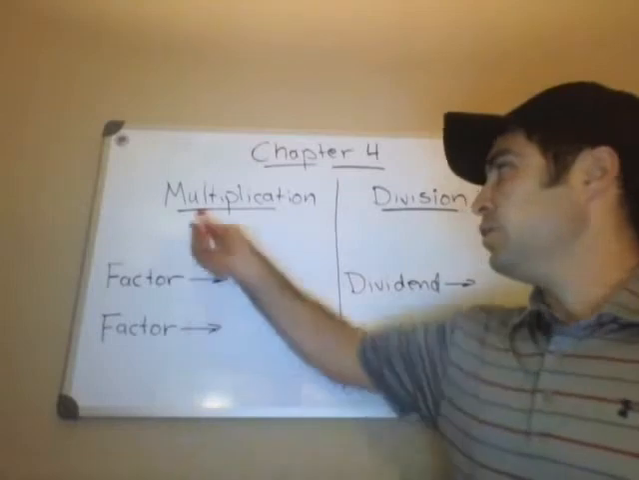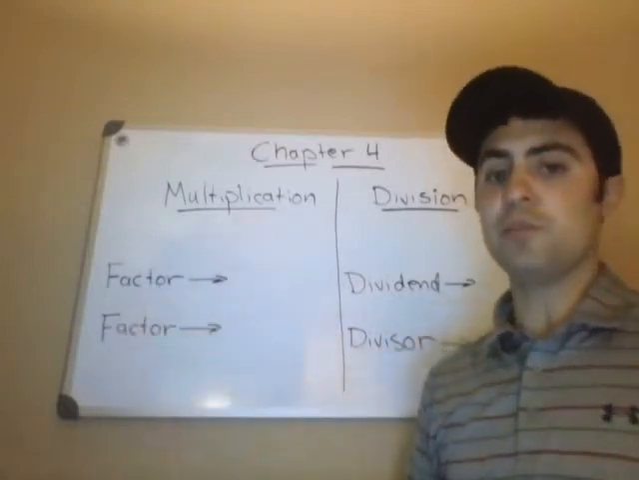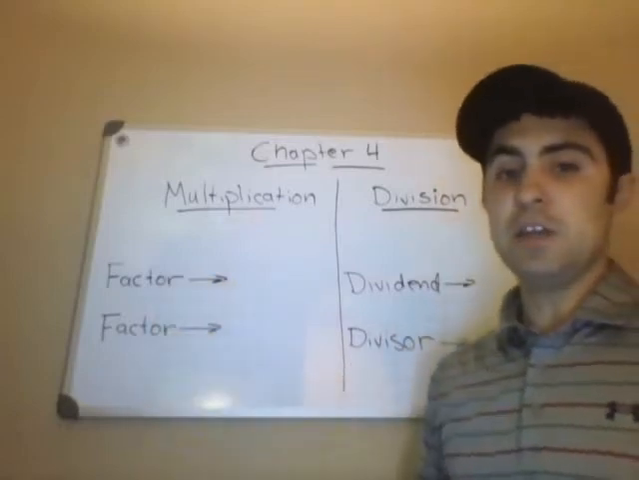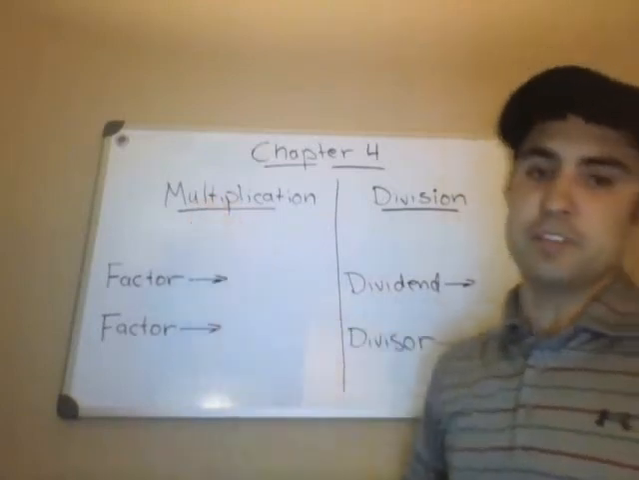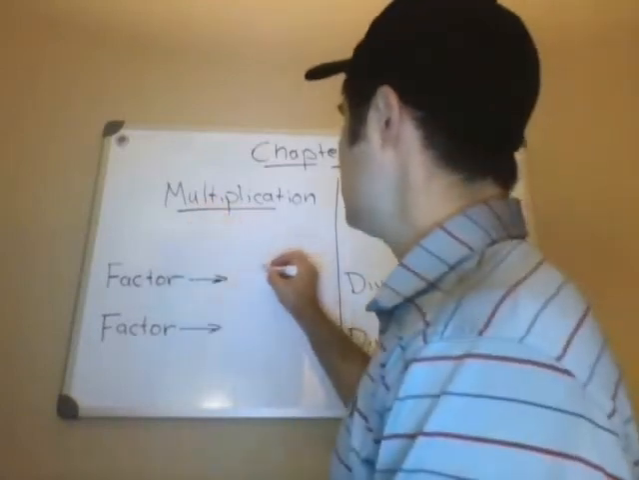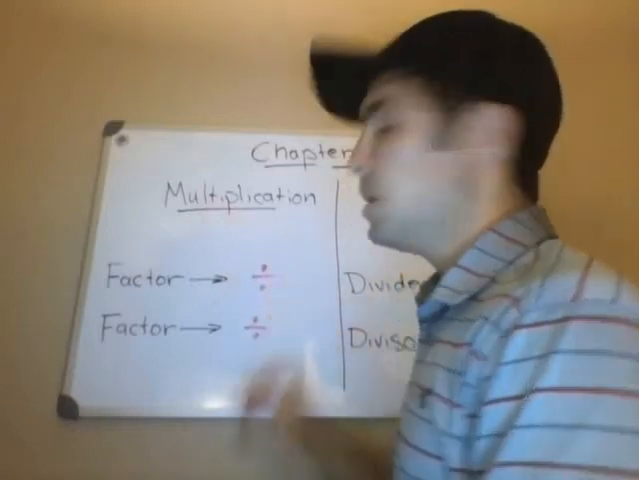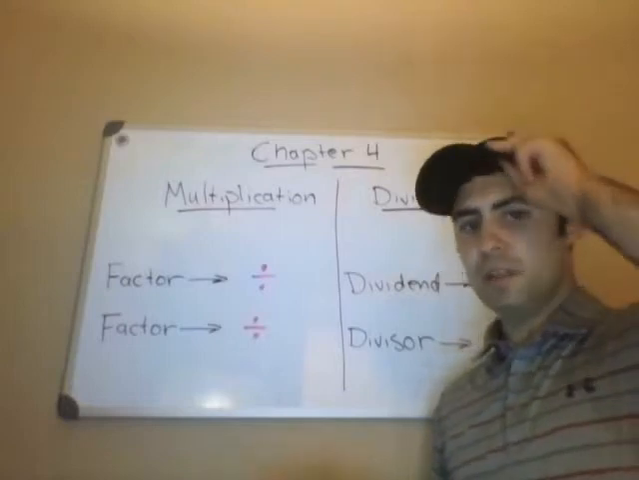missing. When you're multiplying, you're taking two factors, or two numbers, and you're multiplying them together. If one of those factors is missing, you're going to do the opposite of multiplication. What's the opposite of multiplication? Division. Maybe write this little chart down somewhere so you can remember when you're doing these problems.